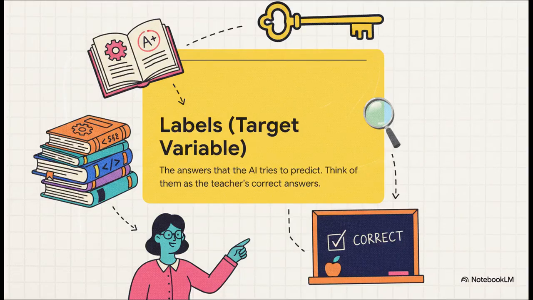And the final key ingredient here is something called labels. If we go back to our school analogy, right? The dataset is the textbook, the features are the questions in the textbook, well then the label is the answer key. It's the correct answer that we show the AI so it can figure out what right actually looks like.